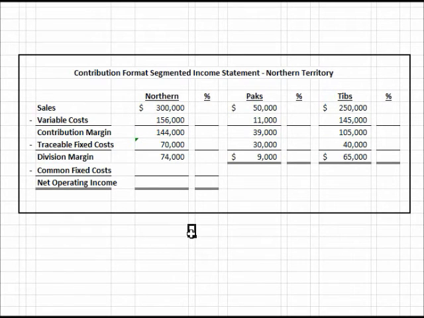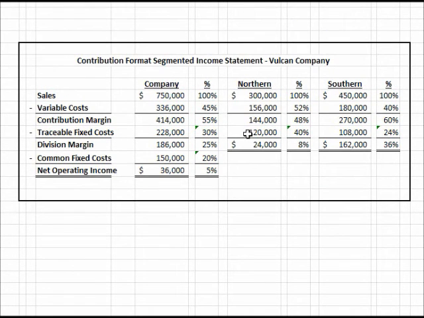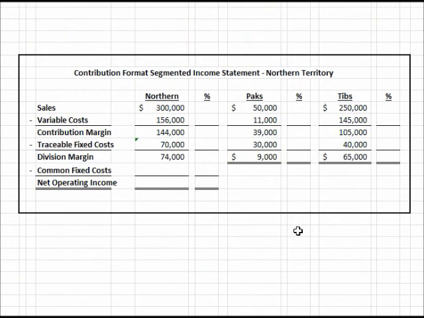Now, we need to figure out how much we have in common fixed cost. Well, where would we get that? What were the total costs that Northern had? We know 70,000 of our costs are traceable, but what was the total amount that we had for this particular division? Well, if we look up, the total fixed costs we had for the Northern division were 120,000. So, if the total costs were 120,000, 70 of that is traceable to each individual product. How much of that is common to that particular division?